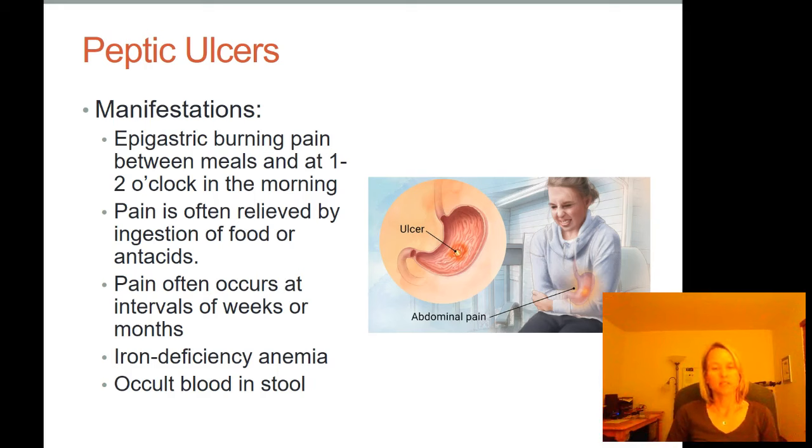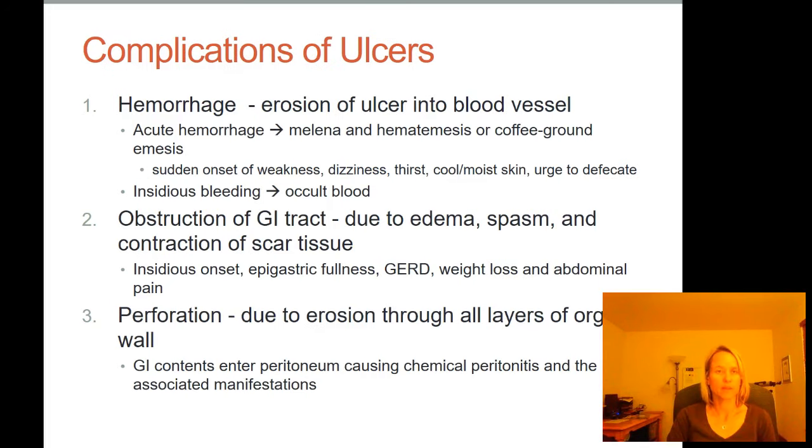Other manifestations include iron deficiency anemia due to small amounts of blood being lost in the stool, and that's the occult blood. Complications. Hemorrhage. If we have erosion of an ulcer into a blood vessel, it can cause hemorrhage. Acute hemorrhage can result in melena and hematemesis or coffee ground emesis. Insidious bleeding can lead to occult blood in the feces.